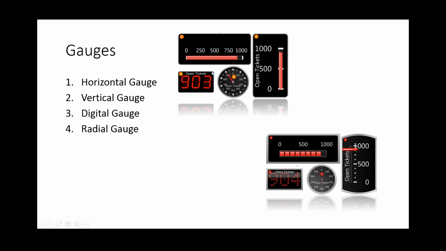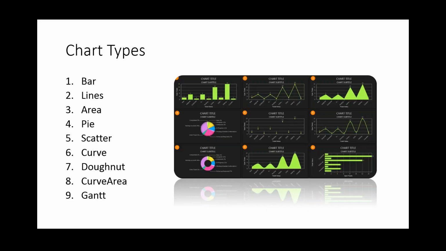So these are all the same 4 gadgets, and all of these are showing the same data. It's the same 903 open tickets, and it's just showing you a bunch of different ways that you can display that same data. And actually, as you can see here, this is 904, so by the time I took my screenshot, my numbers had changed a little bit.